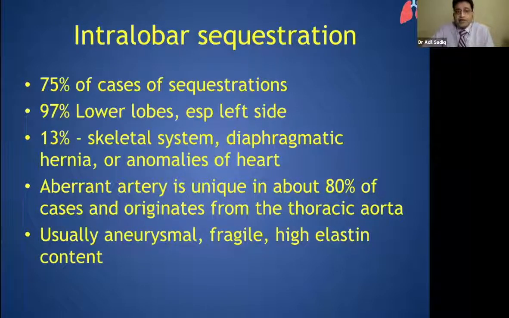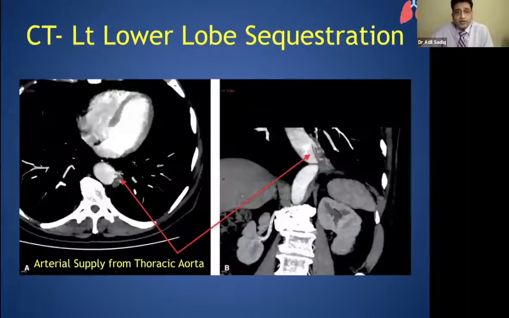side. Rarely we have some anomalies of the heart or the diaphragm or even the skeletal system in around 1 in 10 patients. Now, the aberrant artery is very important, it's very unique, and a lot of the times it originates directly from the thoracic aorta. This is very important from a surgical aspect because it's usually aneurysmal, it's very fragile, it's got a high amount of elastic content, and during surgery, if you're not careful, it can easily retract back into the tissues, and it's very difficult to find after that. So it's important to identify this, and I'll speak a little more about it as we go on.